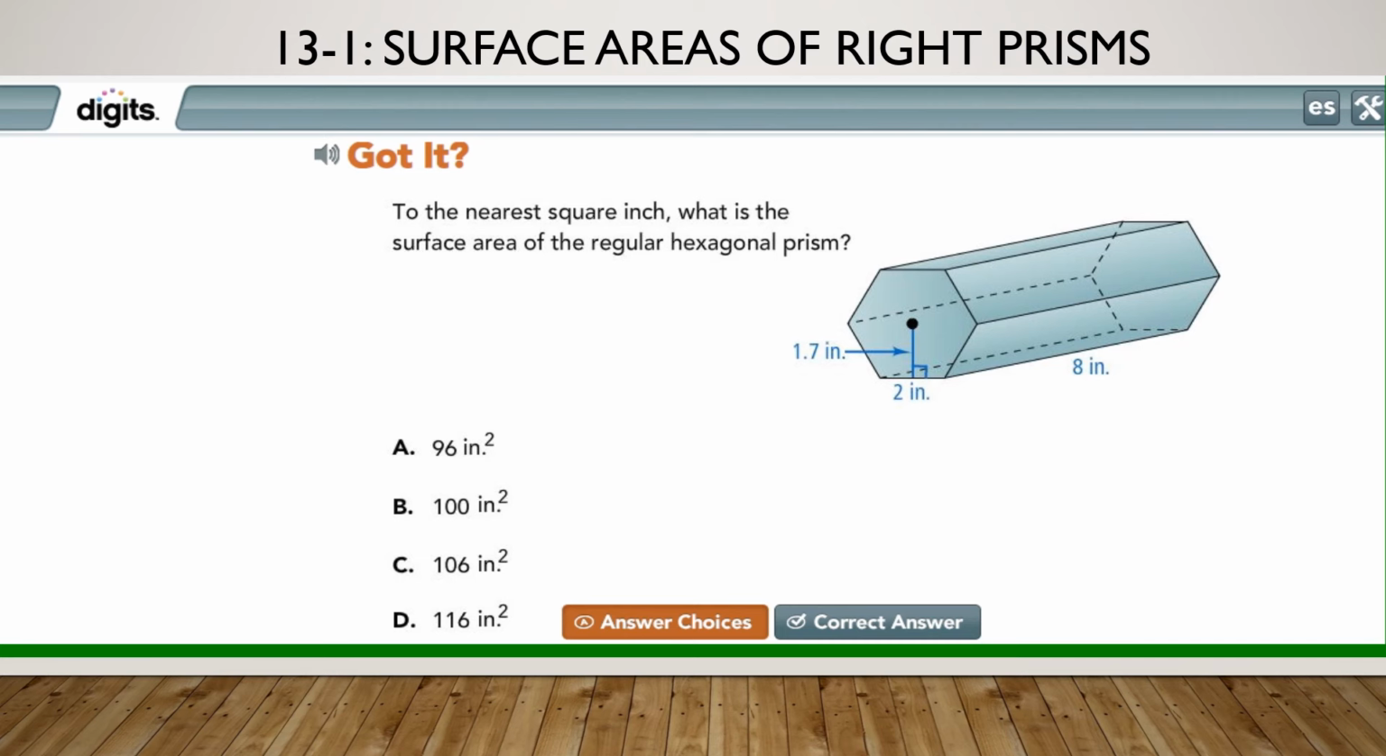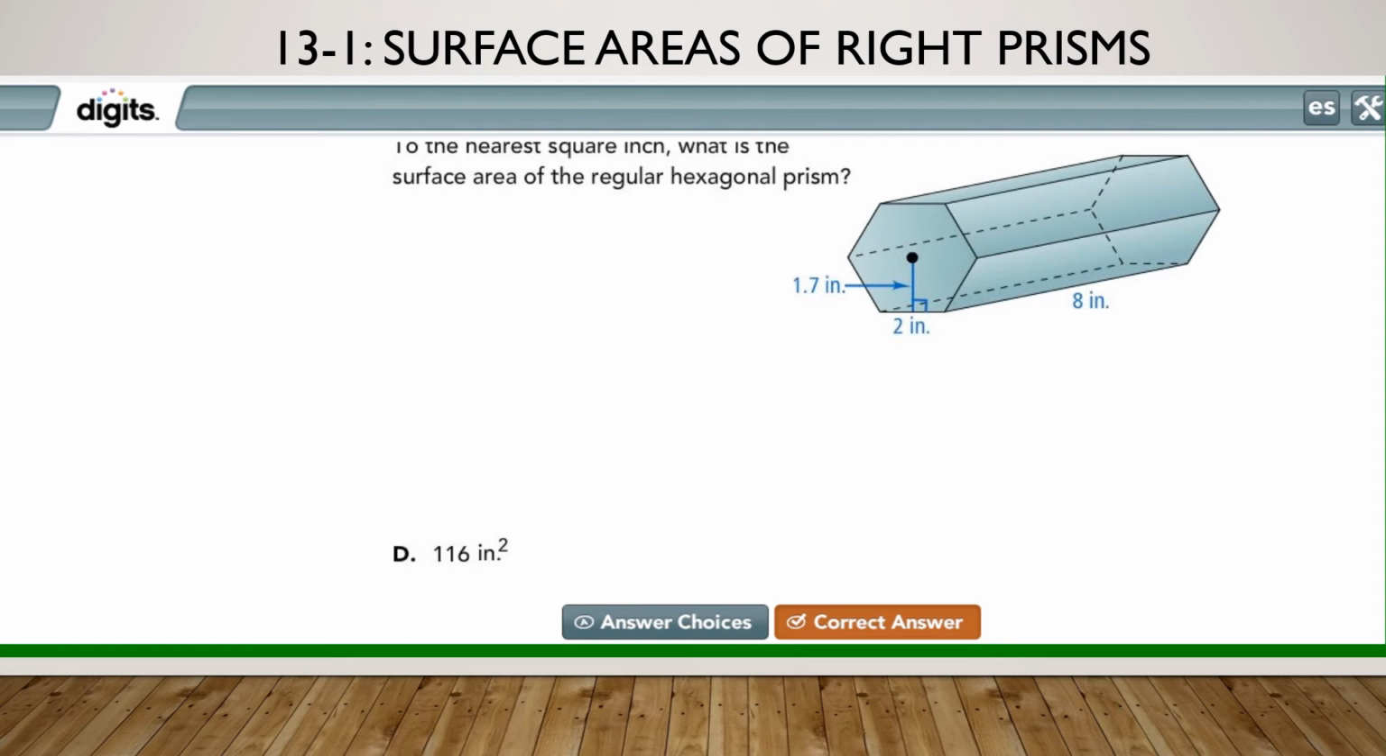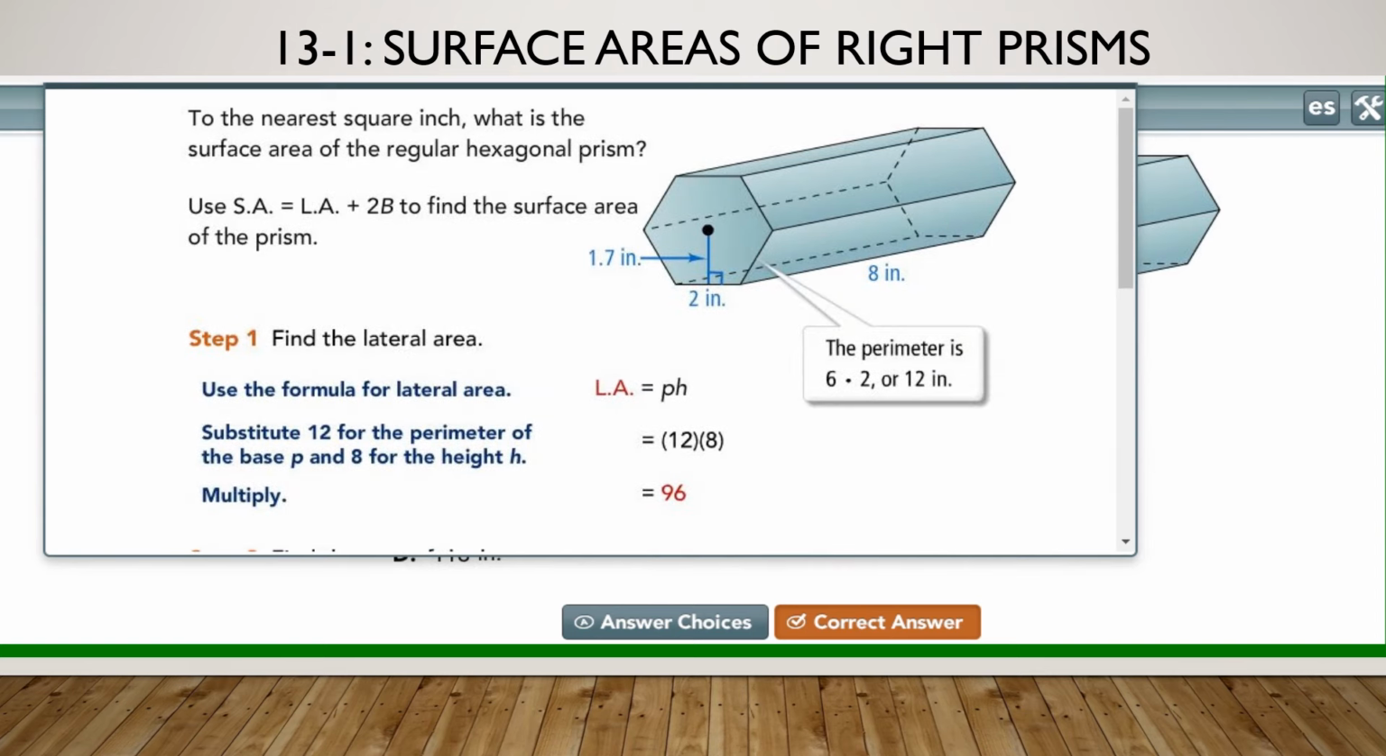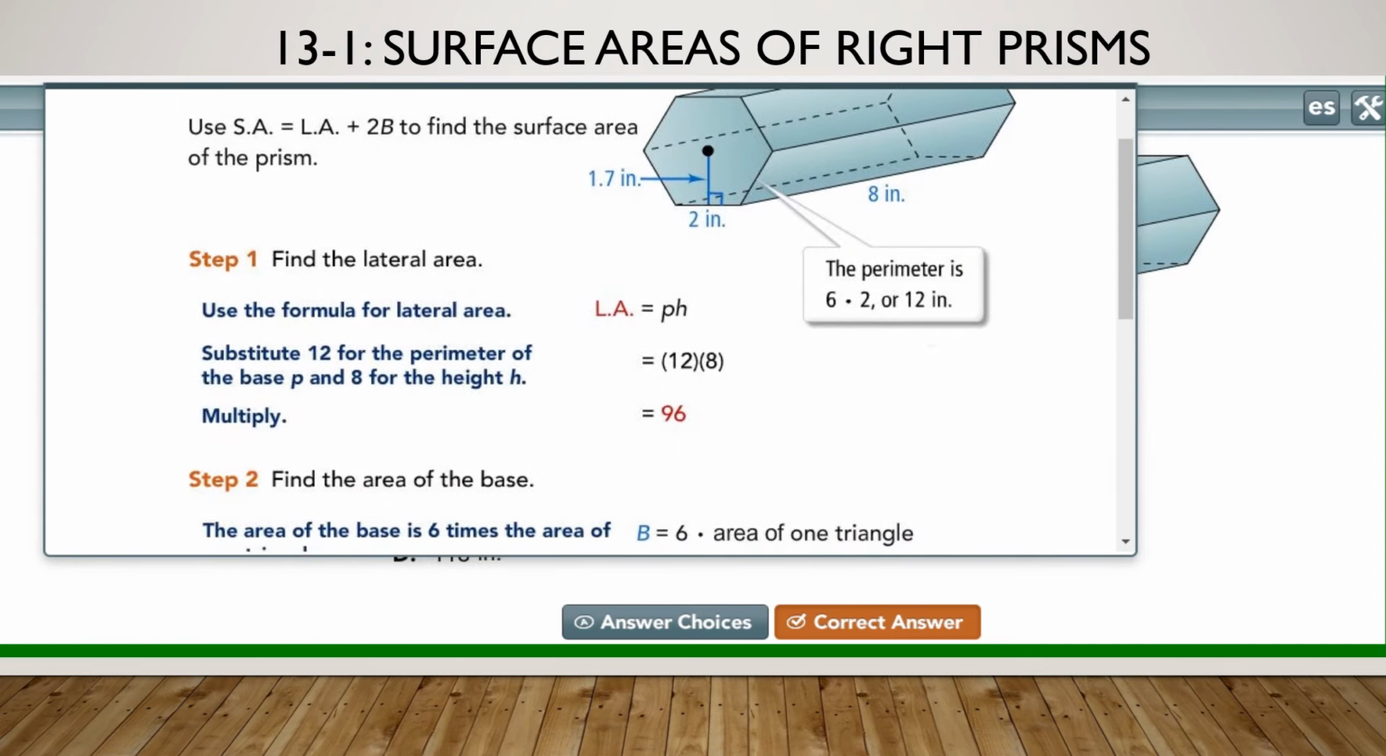Part 3, got it. To the nearest square inch, what is the surface area of the regular hexagonal prism? Remember, with this problem, you have to decompose the hexagon into 6 equilateral triangles, find the area of the base, find the lateral area, and then you're going to add it all together. The correct answer is 116 inches squared. So here's the steps.